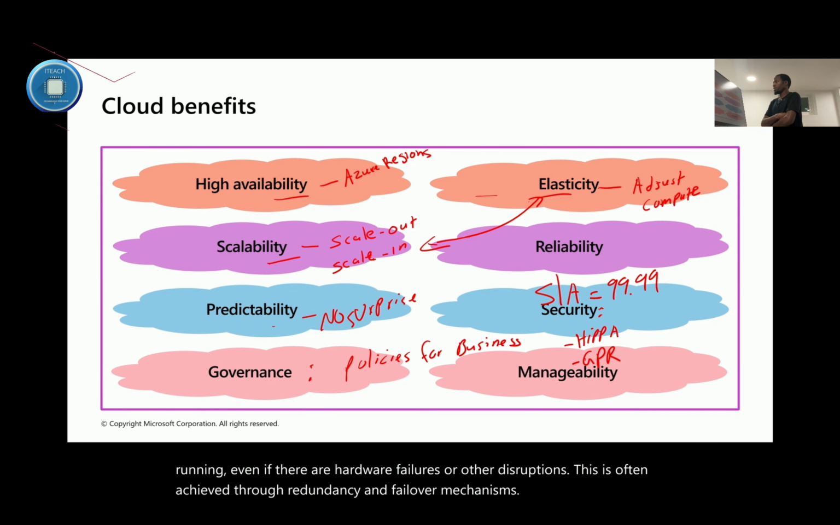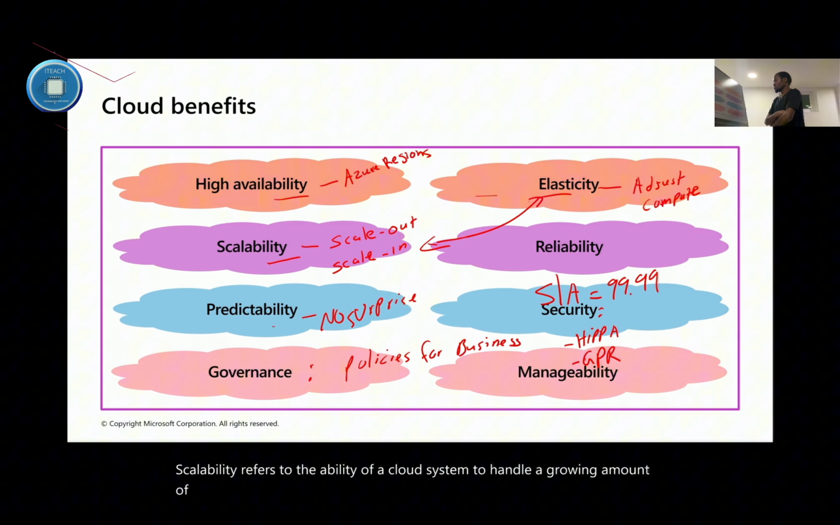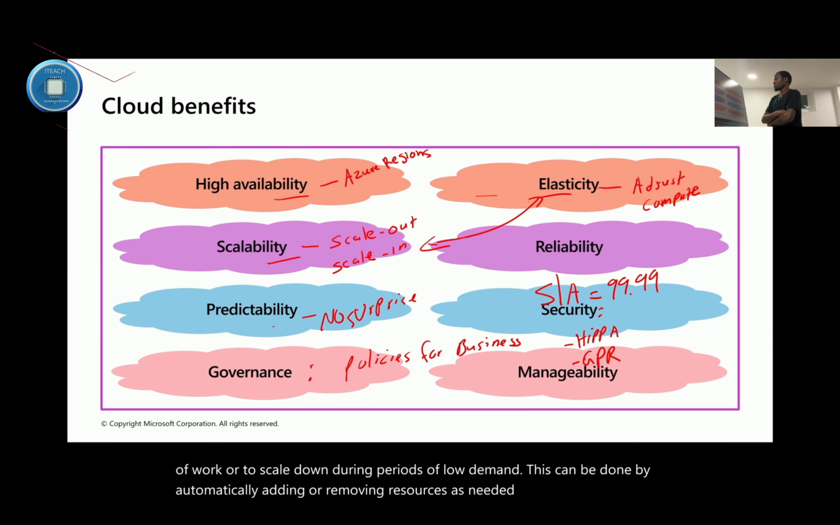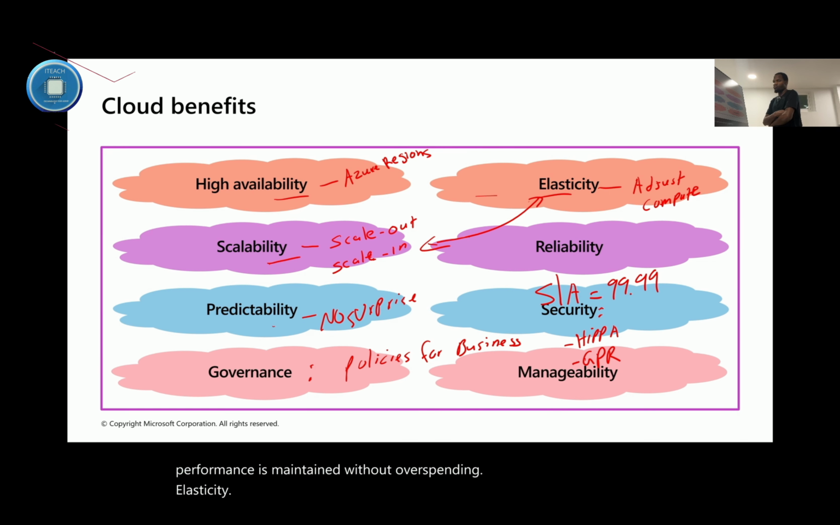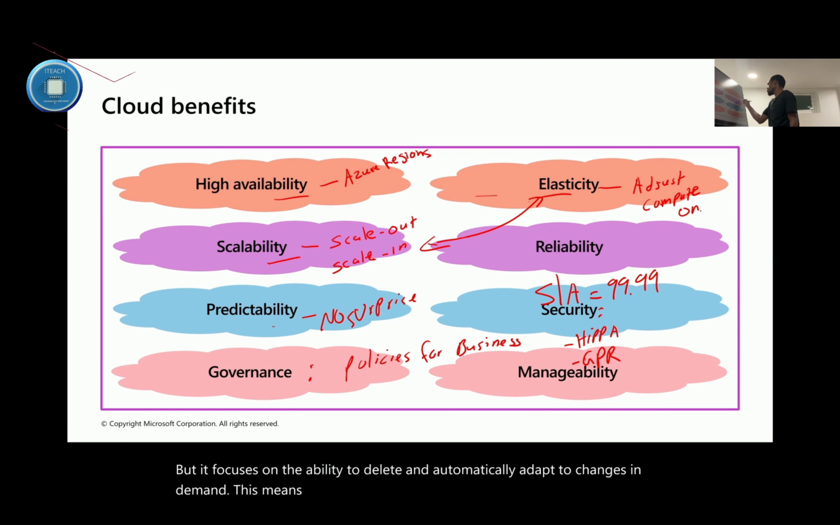How about scalability next? Scalability refers to the ability of a cloud system to handle a growing amount of work or to scale down during periods of low demand. This can be done by automatically adding or removing resources as needed, ensuring that performance is maintained without overspending. Elasticity is similar to scalability, but it focuses on the ability to quickly and automatically adapt to changes in demand. This means that cloud resources can be scaled up or down in real time based on the current needs of your applications and services.